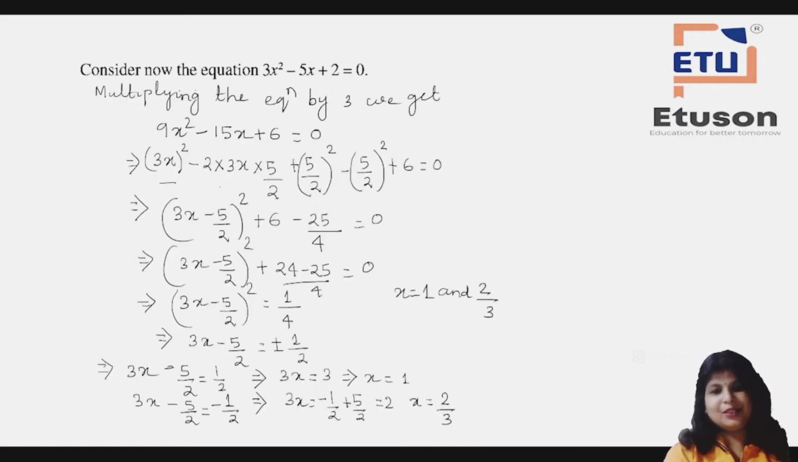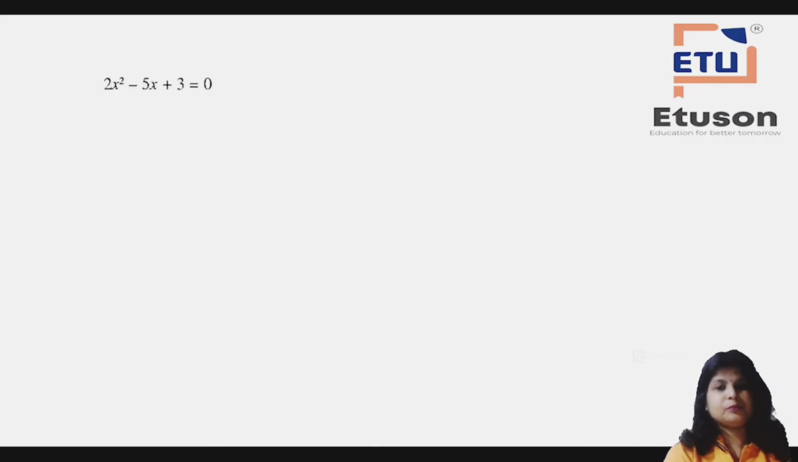It was the same, right? So always try that the coefficient of the x square term should be a perfect square, either by dividing or multiplying with a constant. You can do it any way, but make sure that the coefficient of the x square term is a perfect square. Okay children, hope you have understood. Now let us take one more example.